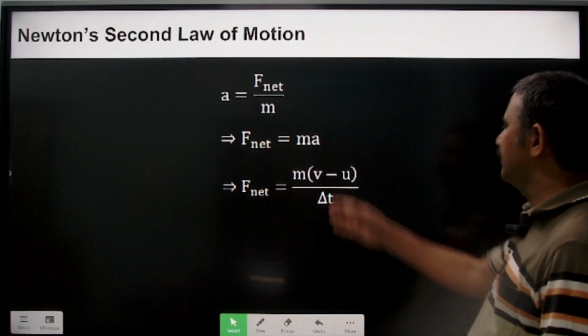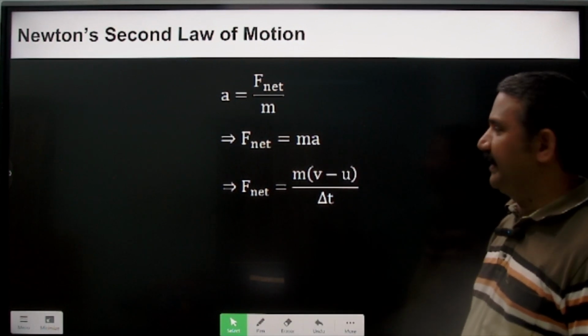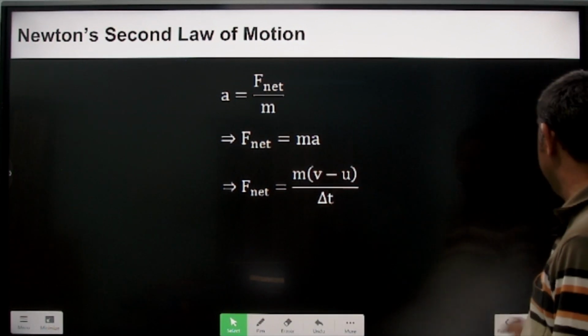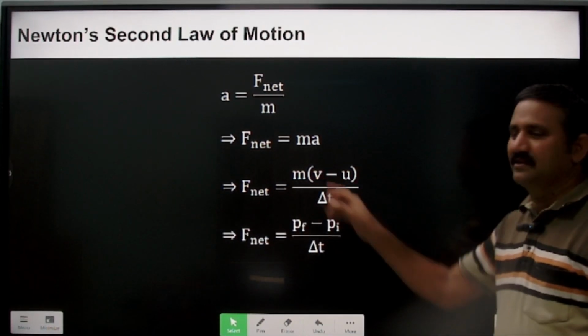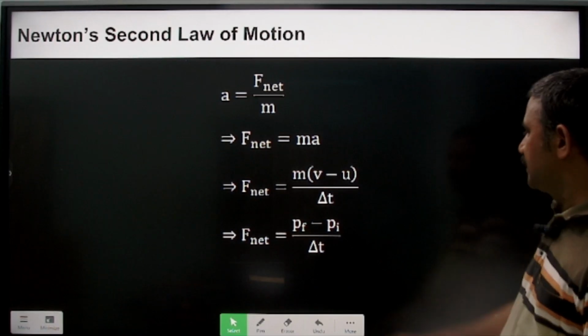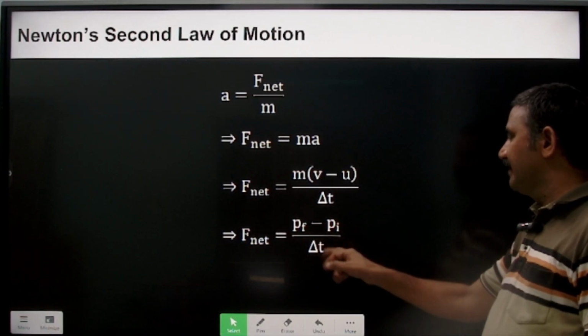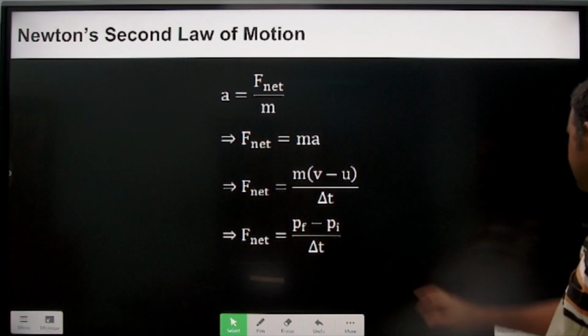So here we know that acceleration is equal to change in velocity by time. So F net is equal to m times (v minus u) divided by t. That is mv minus mu, where mass times velocity is nothing but the momentum. So final momentum minus initial momentum divided by delta t. This is the net external force.